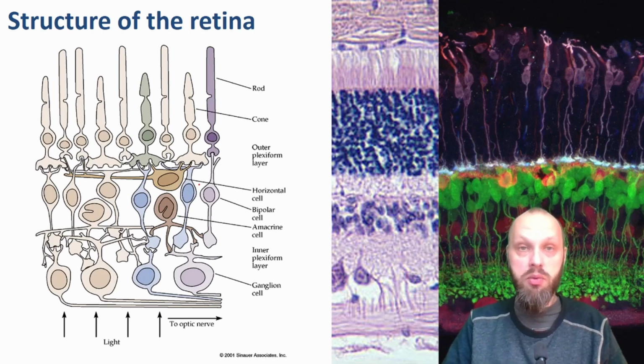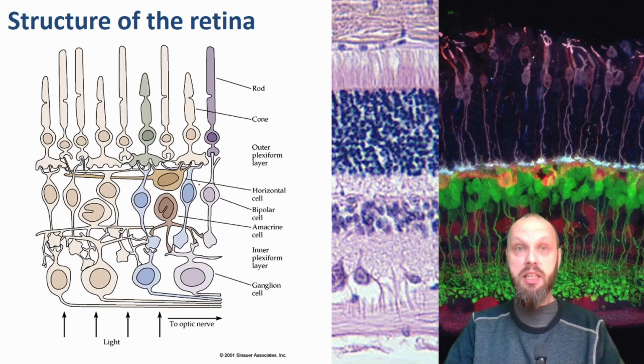The rods and cones, as we discussed, may be slightly different. There may be relatively different concentrations of different types of cells. The cells may have slightly different shapes, but overall the layers in the retina are pretty much similar in different vertebrate species. So let's talk about that.